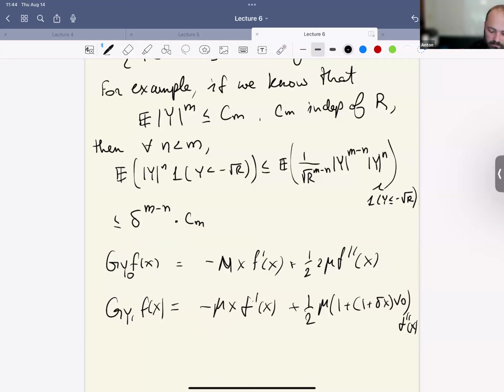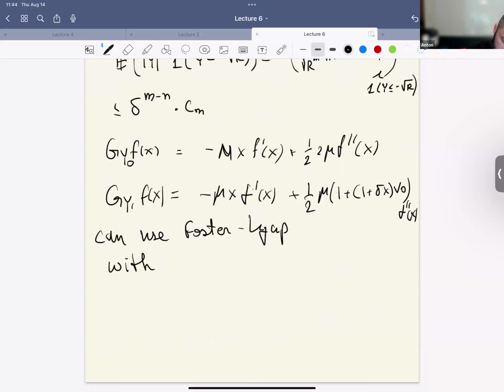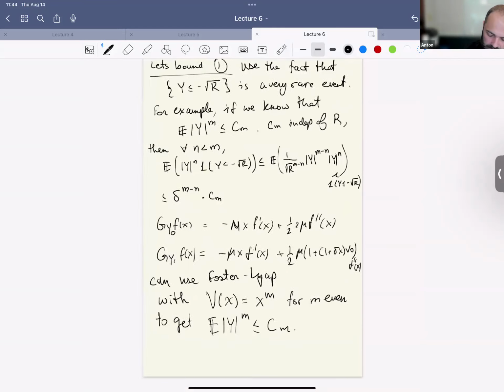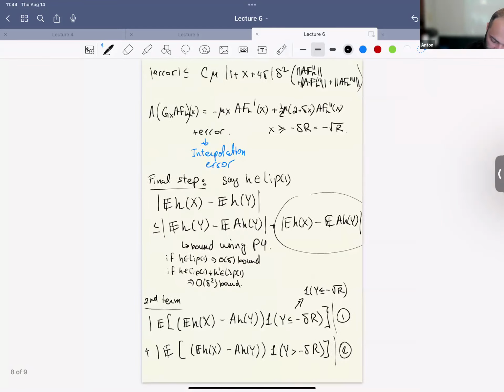There is an R on the right hand side, but we can use the Foster-Lyapunov condition, with the test function V of x equals x to the m for m even, to get that the expected value of Y to the m is bounded by some constant depending on that. Okay, so if you're looking for a homework exercise, you can try this out yourself, but it's there for completion. So that's term number 1.